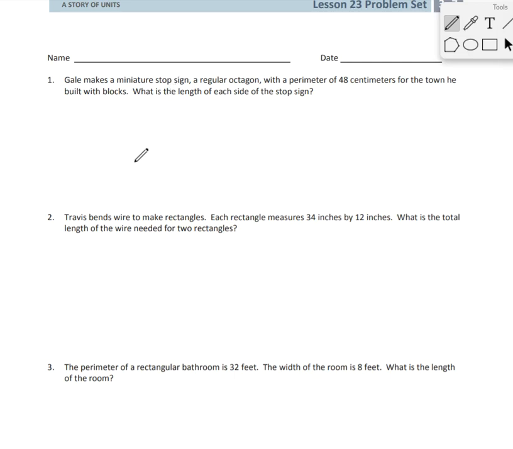Problem number 1. Gail makes a miniature stop sign, a regular octagon. So when we see regular, that means all sides are the same every time we see that. So we know in this octagon, oct means 8 sides. All 8 sides are going to be exactly the same. It has a total perimeter of 48, and we want to know the length of each side.